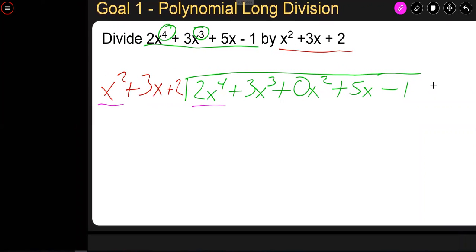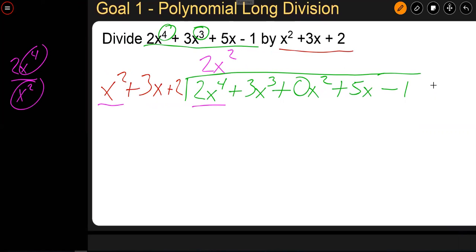Well, I could very quickly calculate how many times x squared will fit into 2x to the fourth and do some quick division. 2 divided by effectively 1 is going to be a 2. X to the fourth divided by x squared is going to give me x squared. So x squared fits into 2x to the fourth, 2x squared times. Now I'm going to do some multiplication.